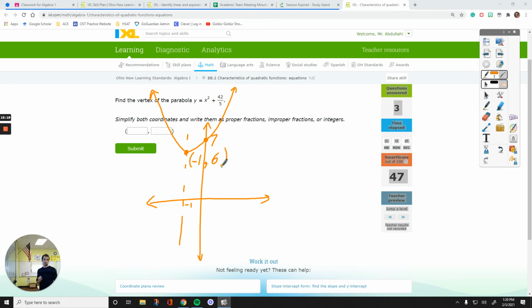This is the vertex. So we have to do the exact same steps as we did in the other question, and then write it as a coordinate. Find the axis of symmetry, plug it in for x, and then those two numbers are your answers. Okay, so let's get to it and then figure this out.